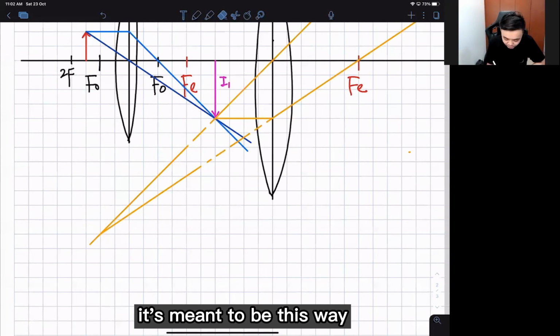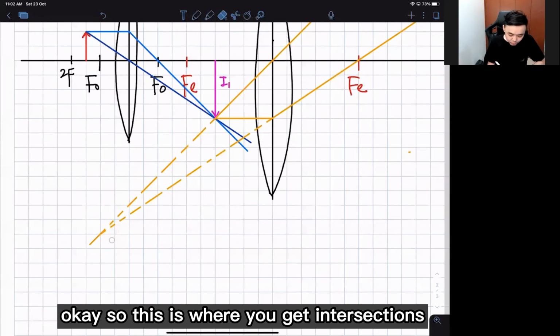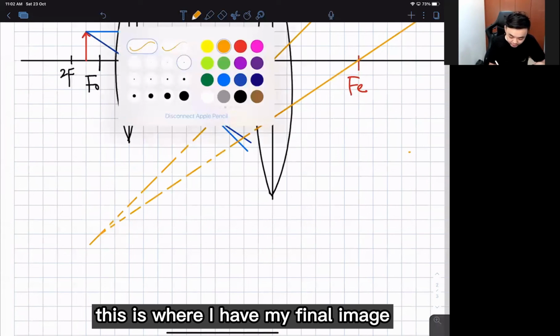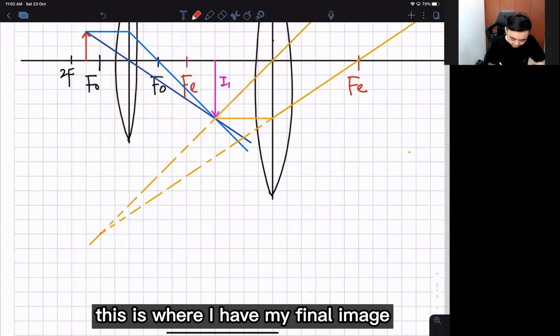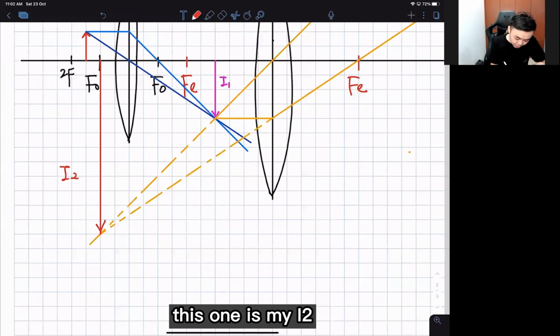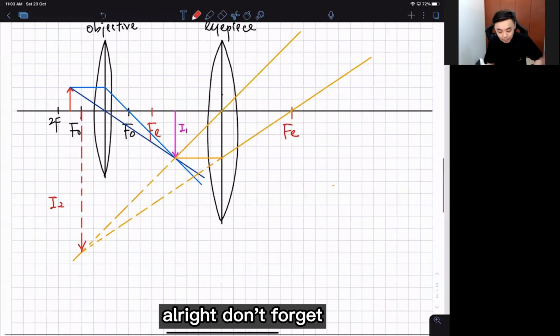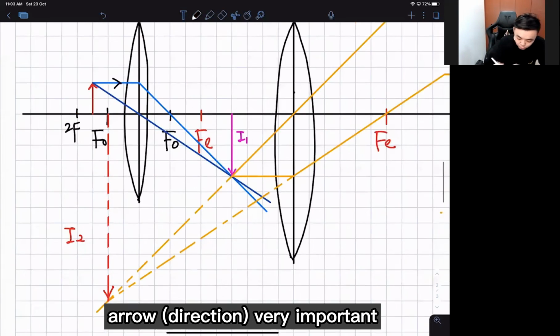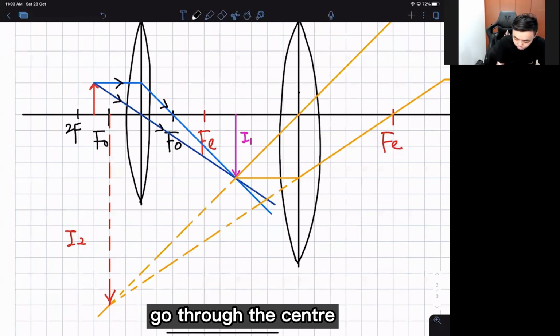Actually, no worries about that. It's meant to be this way. So this is where you get intersections. This is where I have my final image. This one is my I2. There you go. This is my final image. Don't forget the arrow, very important. Go straight, go to the focal point, go through the center.